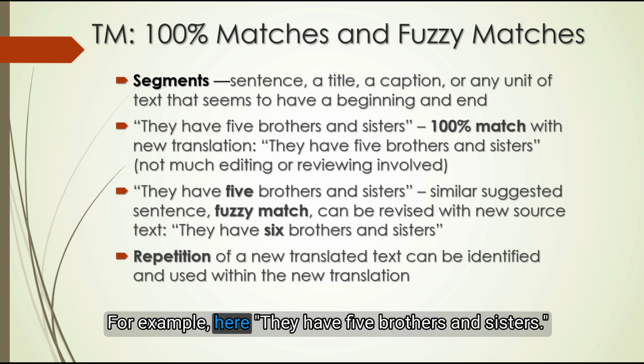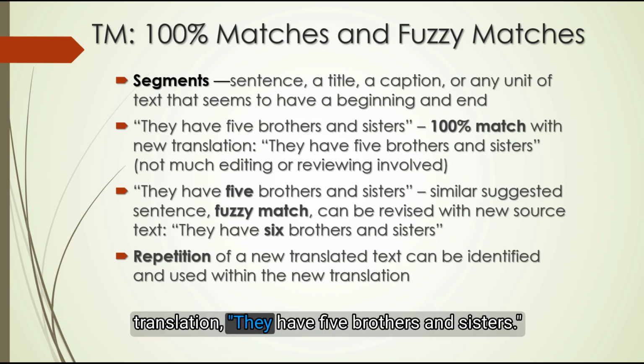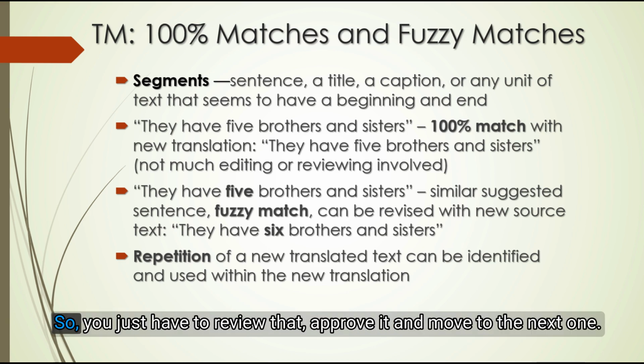For example, here they have 5 brothers and sisters. If you encounter that same sentence later on in the future, it's a 100% match with the new translation. They have 5 brothers and sisters. So you just have to review that, approve it, and move to the next one.